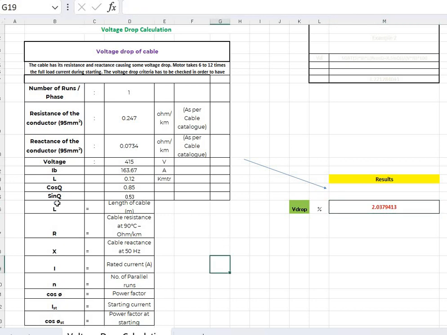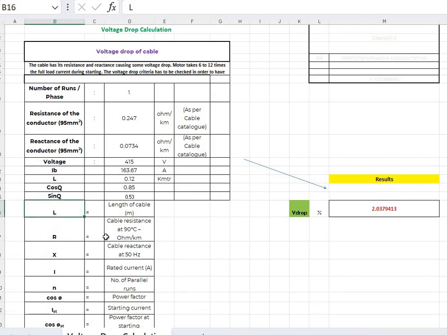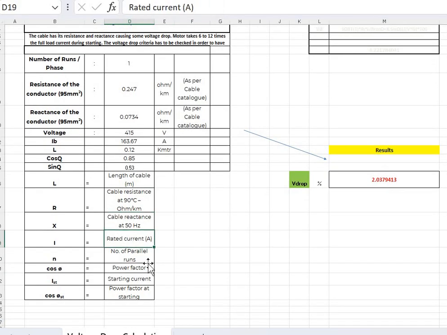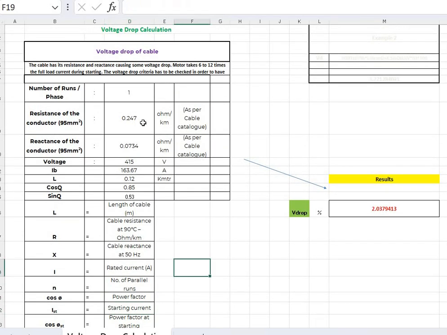And these are the variables: length of cables, resistance of the cables, reactance of the cables, I is the rated current, n is the number of parallel runs, cos phi is the power factor, I_st is the starting current, and cos phi_st is the power factor at starting. The resistance and reactance of the conductors are available as per the cable catalog.